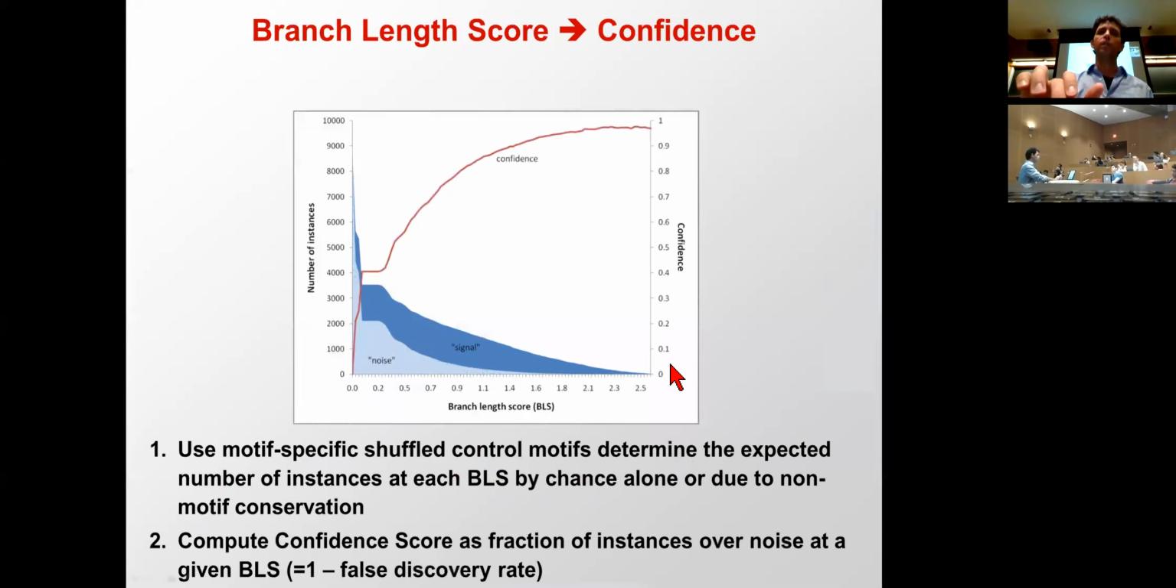The further I go to the right, the higher the fraction of motif instances at that branch length score that come from my true signal. But as I go to lower and lower scores, the noise seems to be increasing. So at a particular cutoff, say, a score of 0.9, I have 75% of my instances that I would expect at that threshold coming from true signal and only 25% coming from noise. So at that branch length score, I will translate it to 75% confidence. Everybody with me on this translation? Raise your hands if you're following.